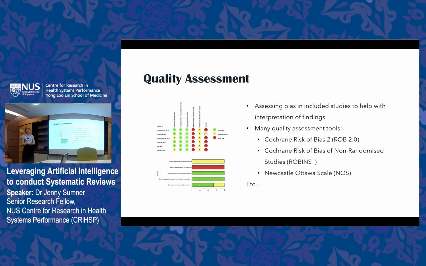So we've used LLMs to extract our data. Can we now use them to assess the quality of the articles? Quality assessment in systematic reviews is all about looking at bias in the studies. That helps us interpret our findings. And there are many, many different quality assessment tools out there. So I've just listed a few. There's many, many more.